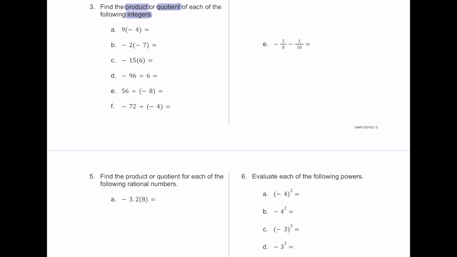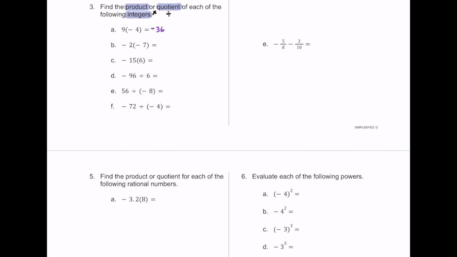And again, product just means we are finding the answer to a multiplication problem, and quotient means we're finding the answer to a division problem, okay? For number 3a, let's just go ahead and multiply 9 times 4. 9 times 4 is 36, but we have the opposite of 4, so we're going to have the opposite of 36.